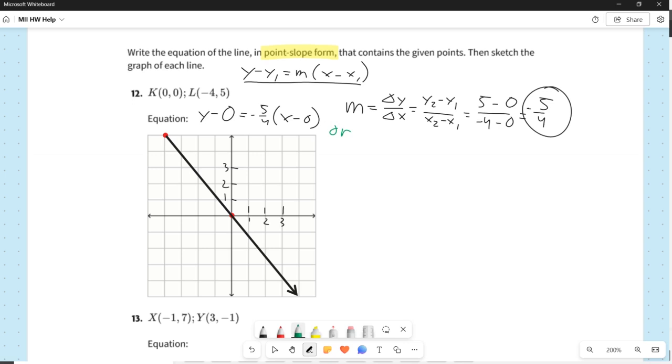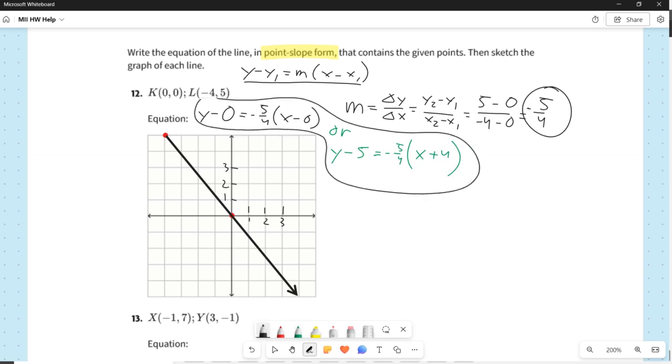Or we could use the second point. So the second point would give us y minus 5 equals -5/4. That doesn't change, right? The slope is the slope. And then x plus 4, because we're subtracting a negative 4, all right? So it doesn't really matter which one you use here. If you want to clean them up, you're welcome to, but either one of those would be an acceptable equation.